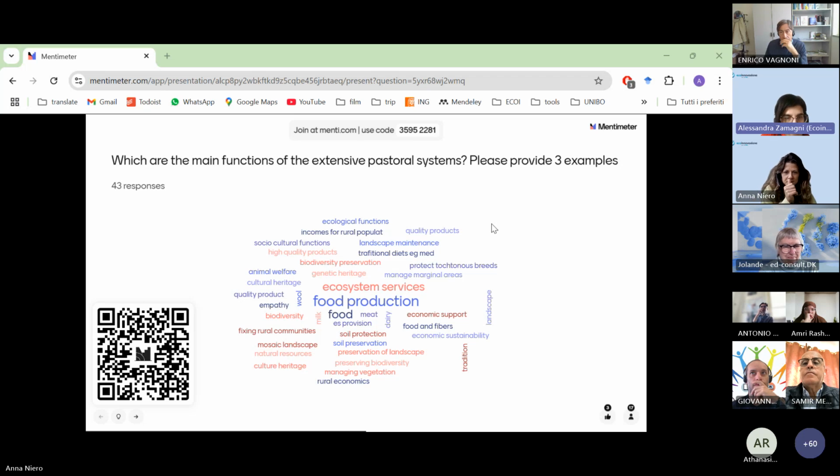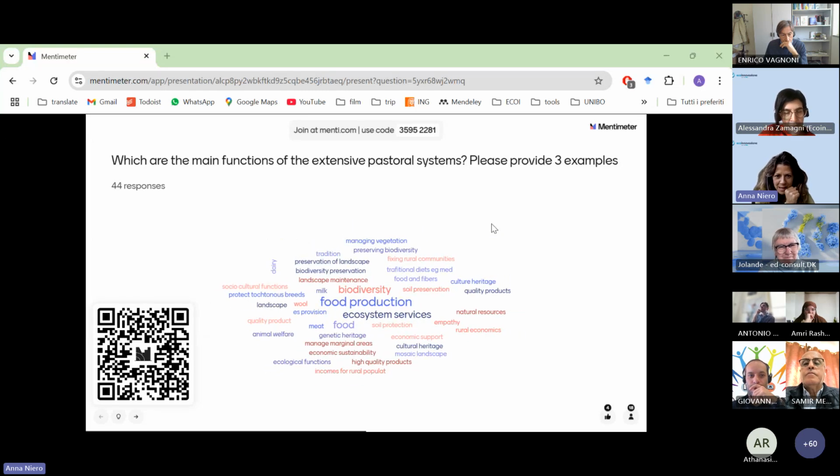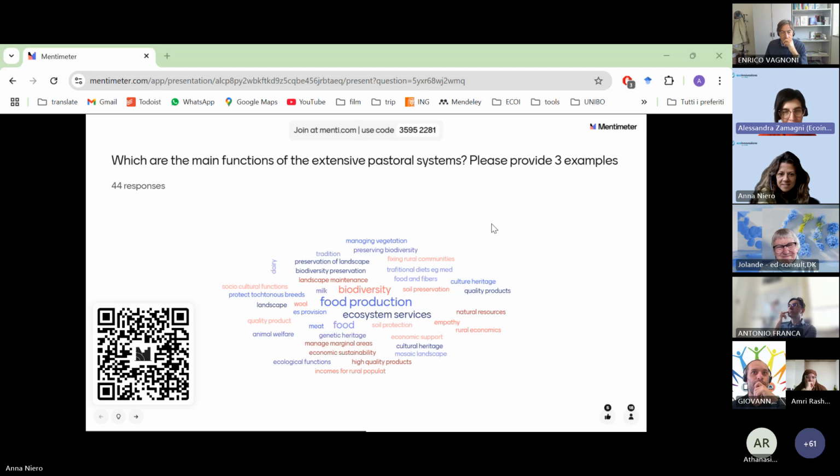Cultural heritage as well. Also, the economic side is mentioned through different namings, but still quite present. Soil protection also. There's one, empathy, that would be interesting to understand a little bit more. The empathy part, if some of you would like to tell something about it, we would be very happy to understand more on the empathy part.